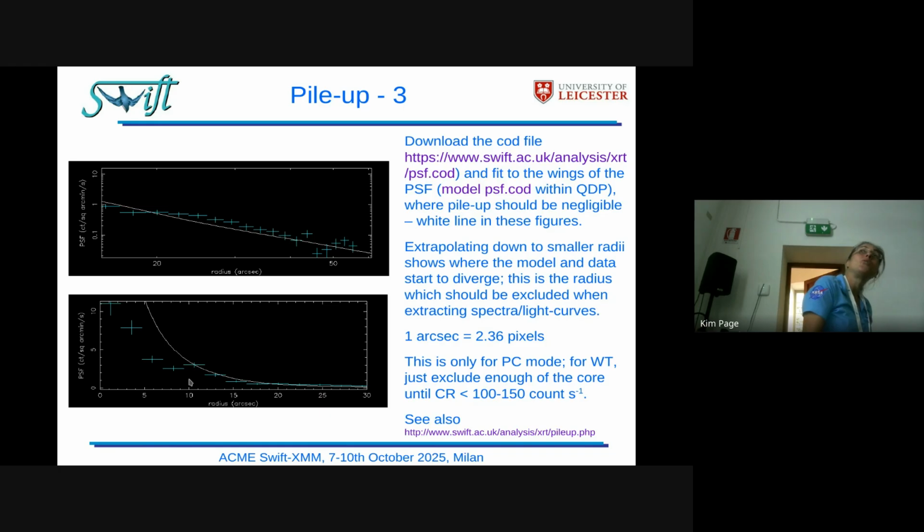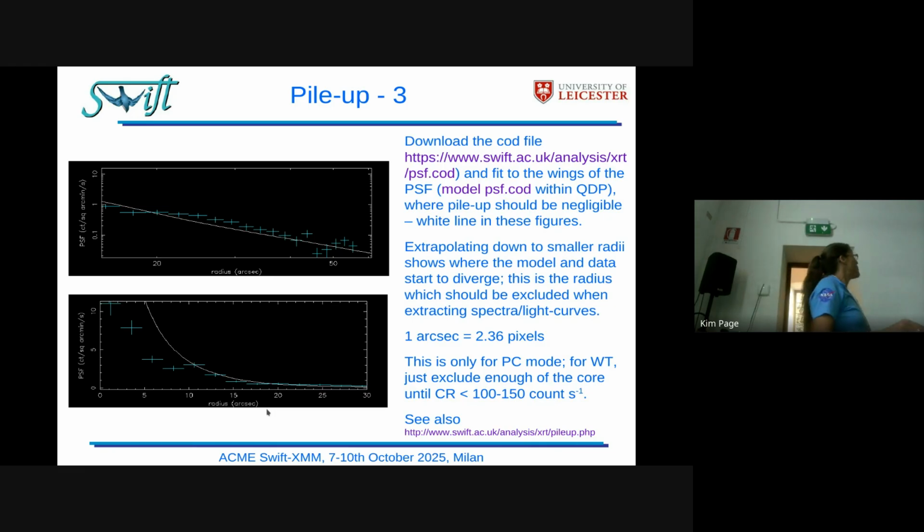But pileup will look like that. The data will be consistently, noticeably below your line. So that white line is what the PSF would be if it weren't piled up. And the cyan points are what we are seeing in this data set. So where they diverge, that's the point at which pileup is a problem. So in this case, it's 10, 11 arc seconds. It is an approximation, so if you're really concerned about pileup, probably better to exclude a little bit more. So this is given in arc seconds.